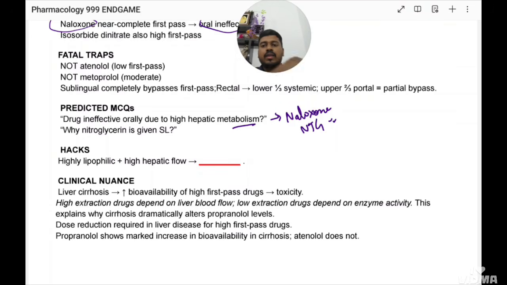NTG: why is nitroglycerin given sublingually? Because it has high first pass metabolism and hence low bioavailability. Highly lipophilic drugs plus high hepatic flow will have high first pass metabolism. So the extraction ratio will be high.